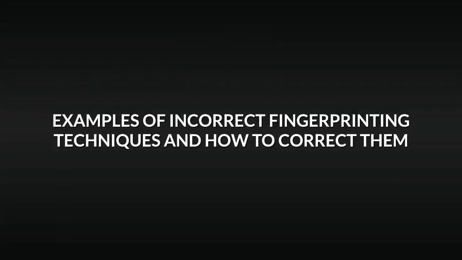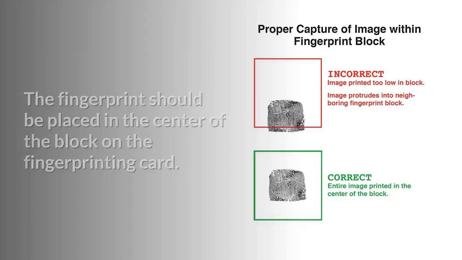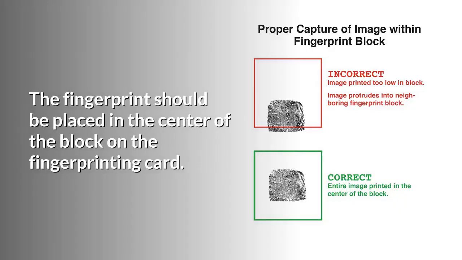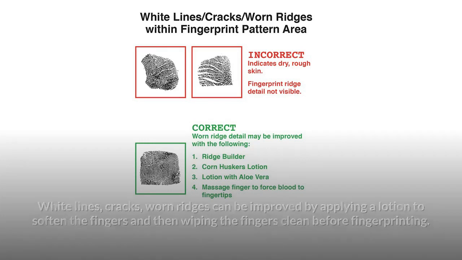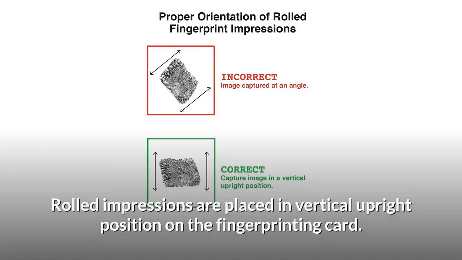Examples of incorrect fingerprinting techniques and how to correct them. The fingerprint should be placed in the center of the block on the fingerprinting card. White lines, cracks, worn ridges can be improved by applying a lotion to soften the fingers and then wiping the fingers clean before fingerprinting. Rolled impressions are placed in vertical upright position on the fingerprinting card.